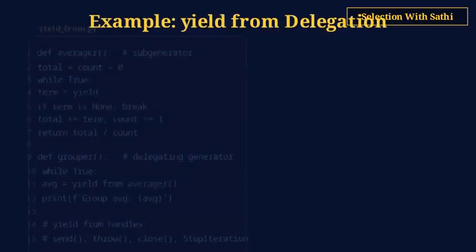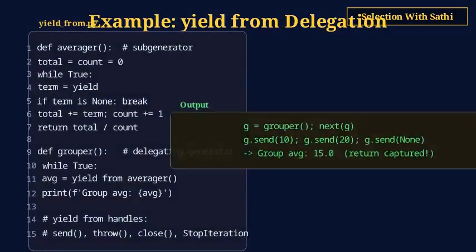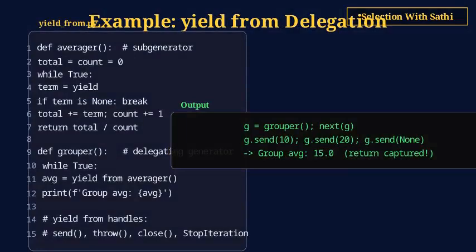Yield from delegation connects a caller to a subcoroutine transparently. Our averager subcoroutine accepts numbers via send and returns the average when it gets None. The grouper coroutine uses result equals yield from averager. Every send from the caller passes through to averager. When averager returns, its return value becomes the result of yield from. We send 10, 20, then None. The grouper prints average 15.0.